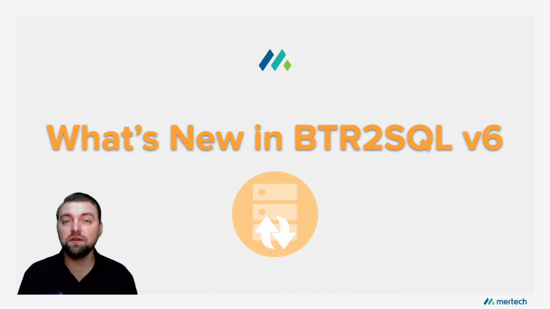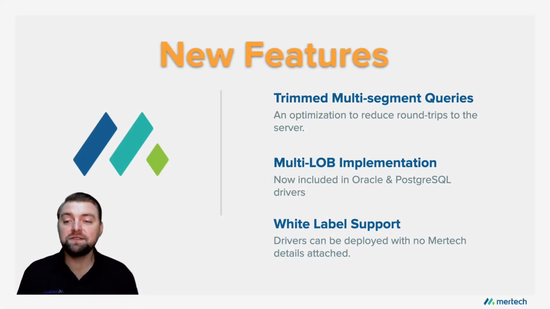In this video, we're going to give you a brief overview of some of the new features in BTR2SQL version 6. First up is an optimization feature we're calling trimmed multi-segment queries. When greater than or equal to operations or less than or equal to operations making use of multi-segment indexes are executed, the resulting SQL queries required to make sure all records are found could require many round trips to the server. This has been optimized to minimize the number of queries executed in a way that the database server can still optimize the query plan for speed.